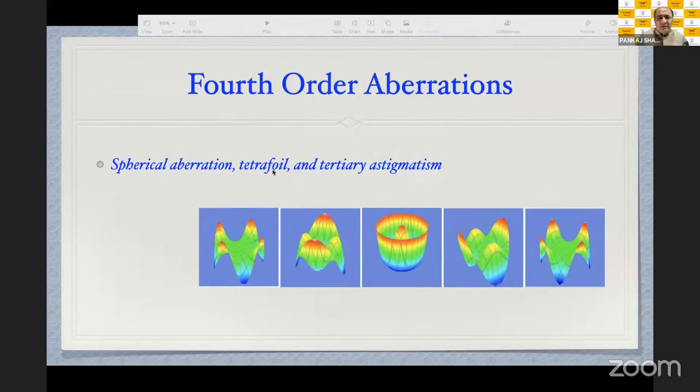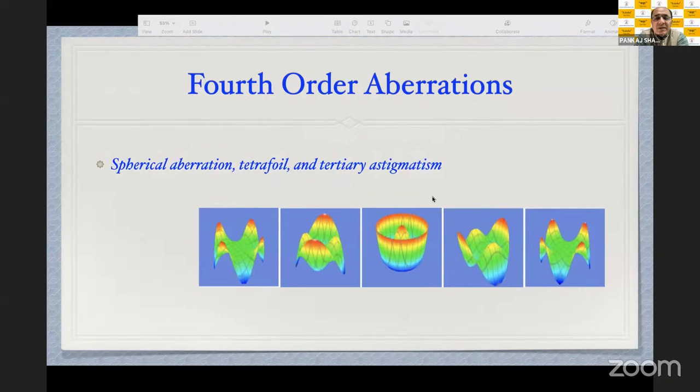Then you have tetrafoil, in which X, Y, Z, all three are affected, and tertiary astigmatism is something which we use in refraction subjective verification. If you remember, with a cross cylinder, tertiary astigmatism. Can anybody tell me what a tertiary astigmatism is and how it is used in a cross cylinder? Refraction pe ho chuki hai class. Tertiary astigmatism. Anybody?